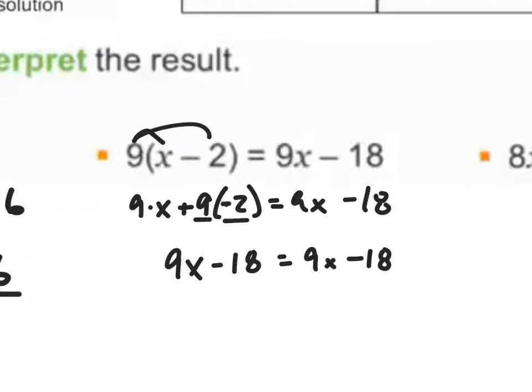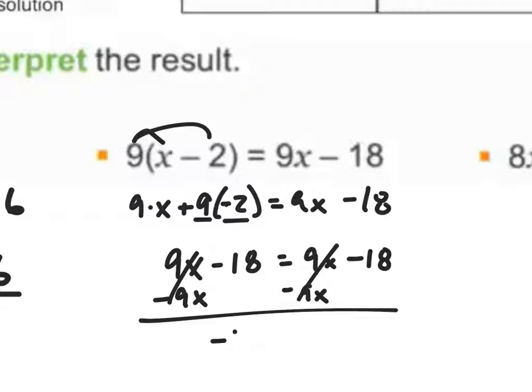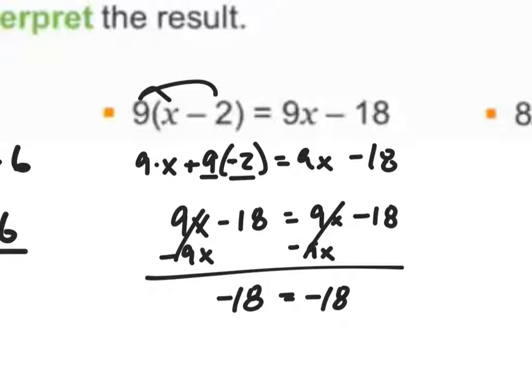Notice that right off the bat, you have the same thing on either side of the equal sign. I know we're going to have a true statement. I have the same variable term and the same constant term. Now watch what happens. If I subtract 9x from both sides, these cancel out and you're left with negative 18 is equal to negative 18. Because these numbers are the same, this is a true statement.